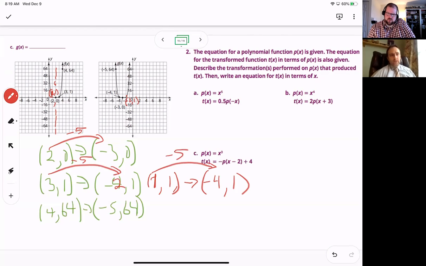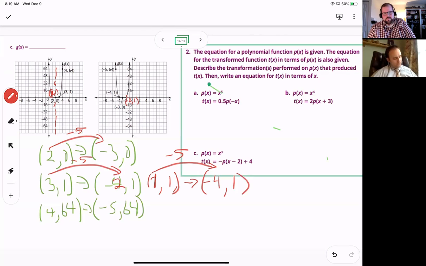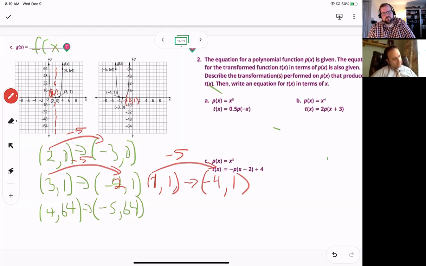Does that make sense? Yeah, so it's f of x plus 5. We could put a negative in front of that x to flip something, but we're thinking of it as f of x plus 5. There we go. I said it.